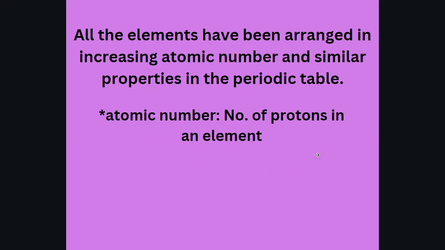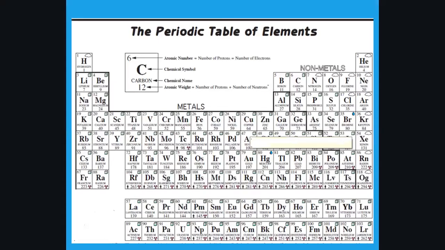So here, before understanding what chemical bonding is, let's discuss some major things, that is, what atomic number is. Atomic number is the number of protons in an element, according to which elements have been arranged in increasing atomic number in the form of a table that we call the periodic table. You all can see a long form of the periodic table over here.